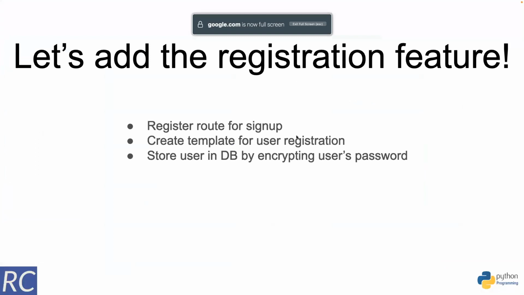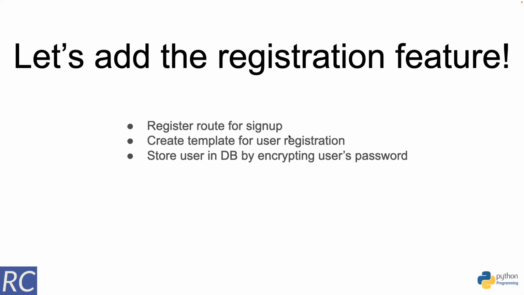Next, let's add the registration feature. This is our time to start modifying our code. We'll be doing a few things here. We don't have a sign up route at this point, so we'll create a sign up route. We'll create an HTML template for user registration, so that the user can provide his username and password, and then we will encrypt it, and then store the information in the database.